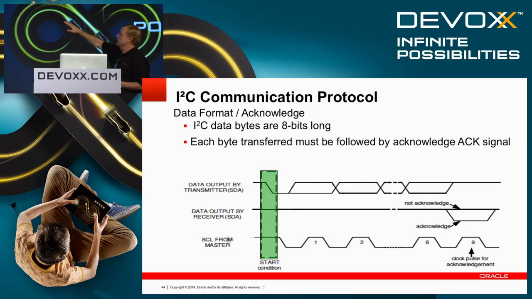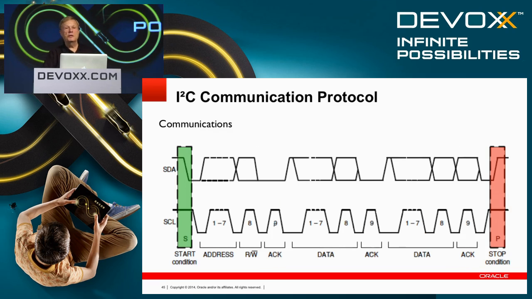And then at periodic intervals, after a byte has been sent, the slave, the receiver, is going to either bring the data line low to say, I acknowledge that I received it, or it'll keep it high, and in that case, it's not acknowledging successful communication. And then here's actually how the communication happens.